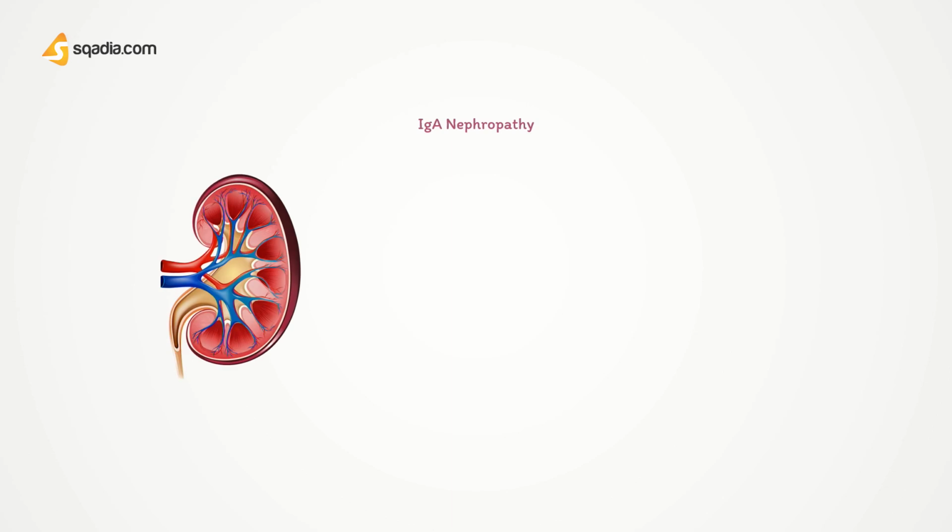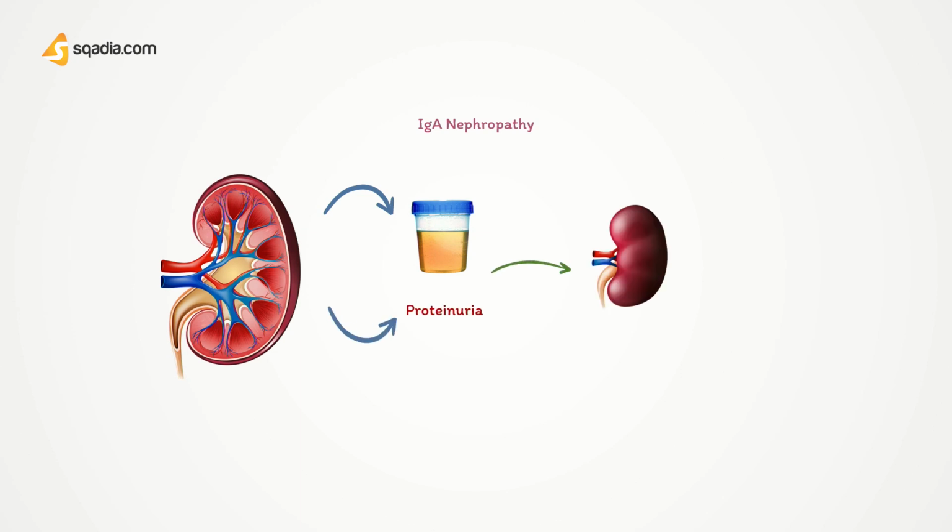IgA nephropathy is a well-known disease, and it is one of the most common types of glomerulonephritis. It is characterized primarily by hematuria, but proteinuria and the progression to end-stage renal disease can also occur. The glomeruli are lined with immune complexes containing IgA, and the course of the disease varies widely from person to person. Some are asymptomatic, while others progress rapidly to kidney failure.